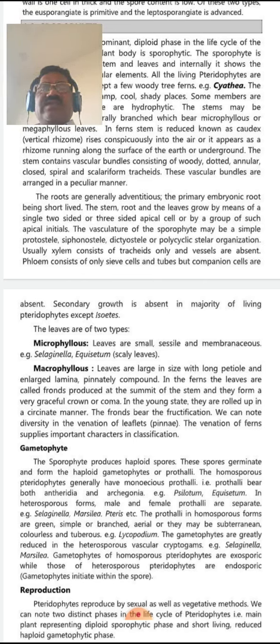In the young state, they are rolled in a circinate manner. The fronds bear the fructifications. We can note diversity of the venation of leaflet or pinna. The venation of fern supplies important characters in classification. Next is gametophyte.